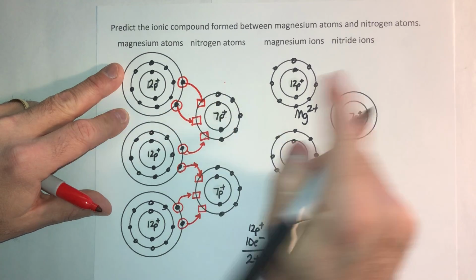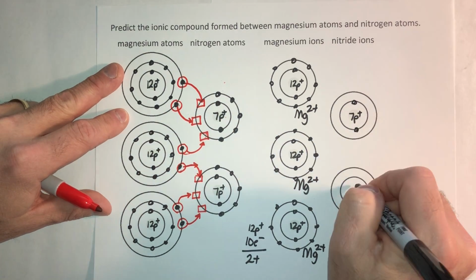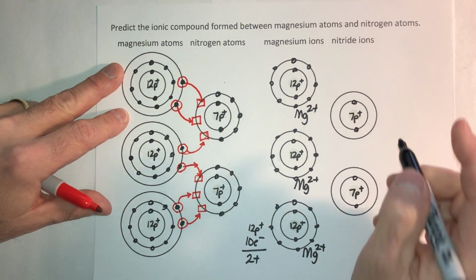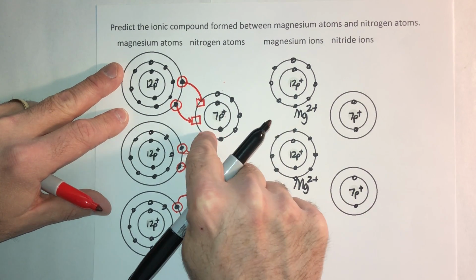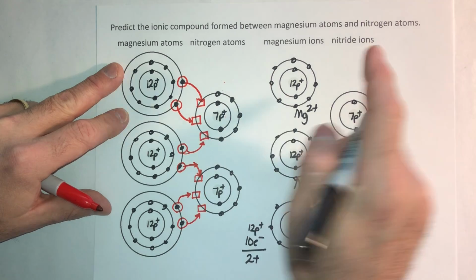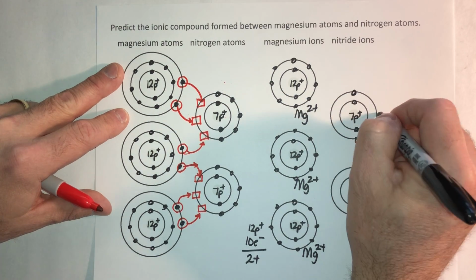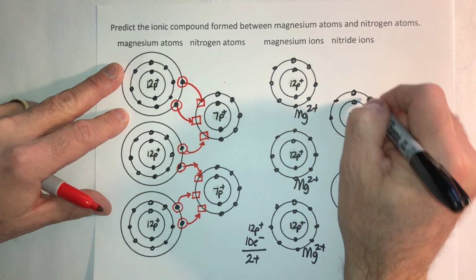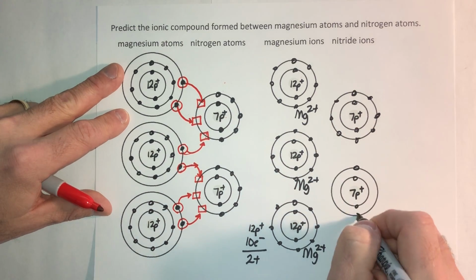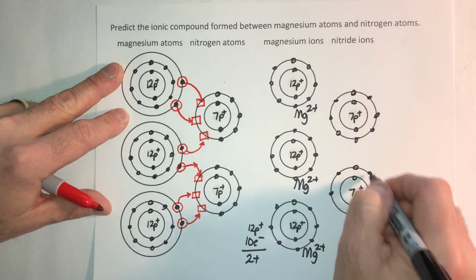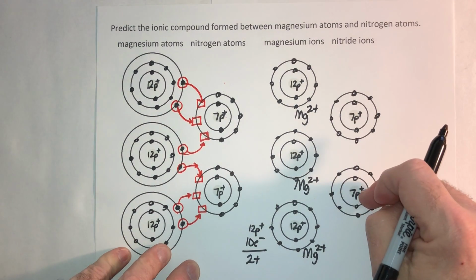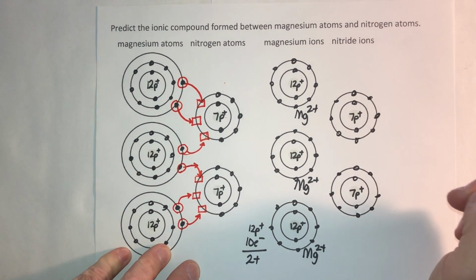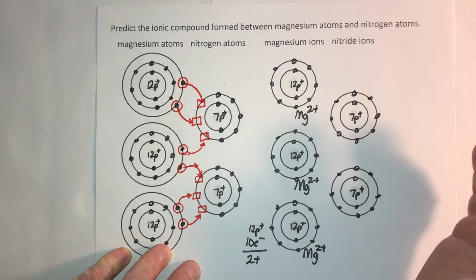If we talk about the nitrogens, both nitrogens started with 7 protons. Both nitrogens had 2 electrons in the innermost ring. Both started with 5 valence electrons, but added 3 extras. So both of them now have 8 electrons in the outermost ring. 1, 2, 3, 4, 5, 6, 7, 8. So now both nitrogens also have completely filled rings. They are energetically stable, they're happy.